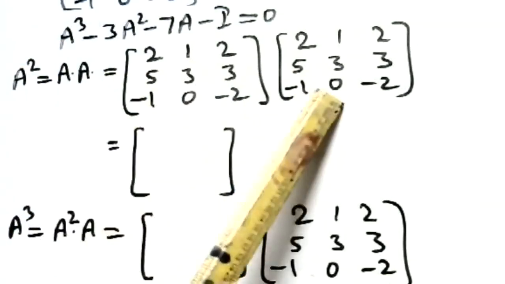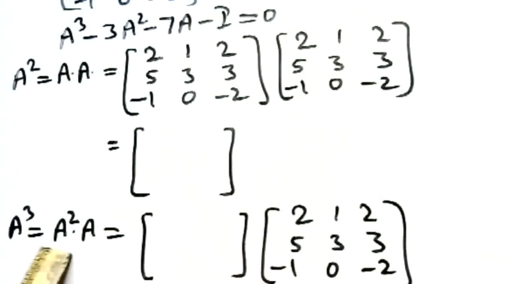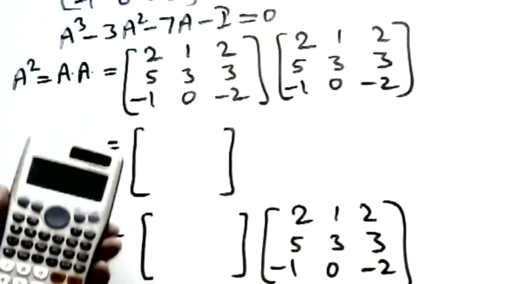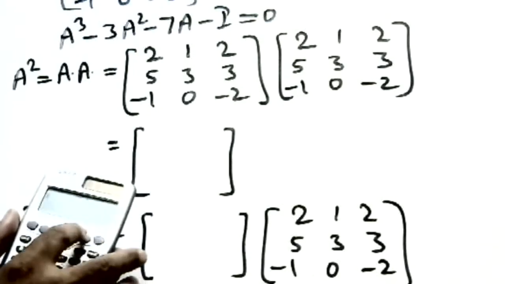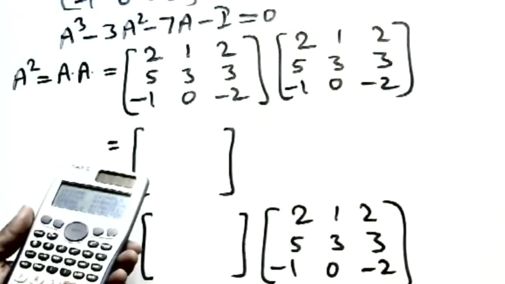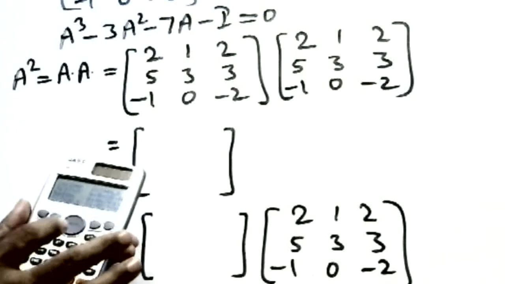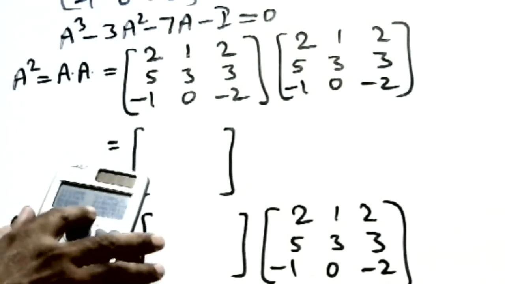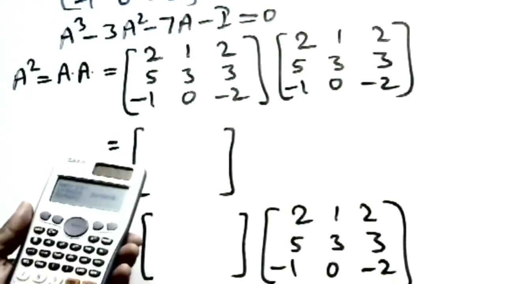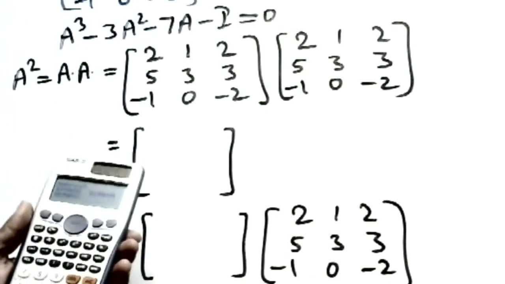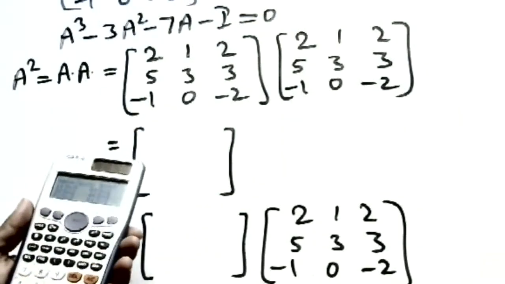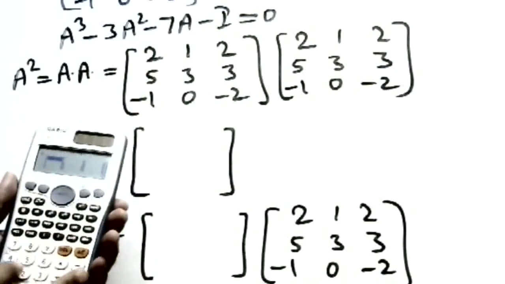We know A square equals A into A, whereas A cube equals A square into A. Now A into A is this, the matrix A into A. Now I'm taking directly from the calc. You see here, I'm using the calc. Now watch here, first we have to use mode. If you go into mode, you get, I'm showing the calc 991. You see here, on the sixth number you are having matrices, so I am taking matrices. We want matrix A, and this is 3 by 3, so we take the dimensions 3 by 3.